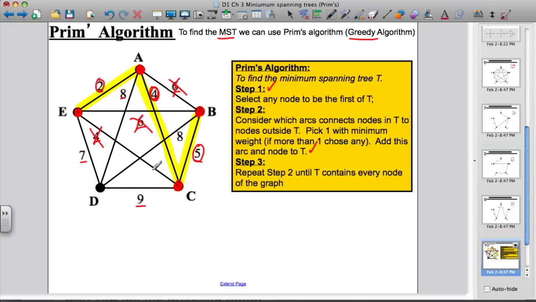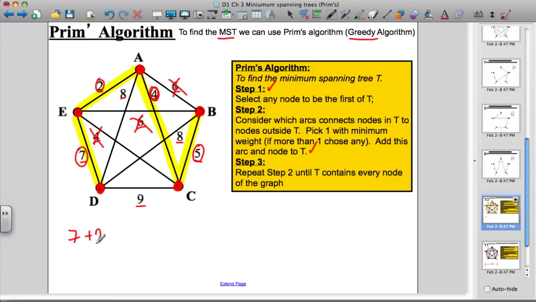What's the smallest out of 7, 9, 8 and 8? Well, 7 is. So I'm going to take that 7. I'm going to include node D, and finally I'm going to include the arc ED. And hence, I've created myself a spanning tree here. It's got 1, 2, 3, 4 edges. Everything's connected up, and it has weight 7 plus 2 plus 4 and plus 5. So I give that a total weight of 18.